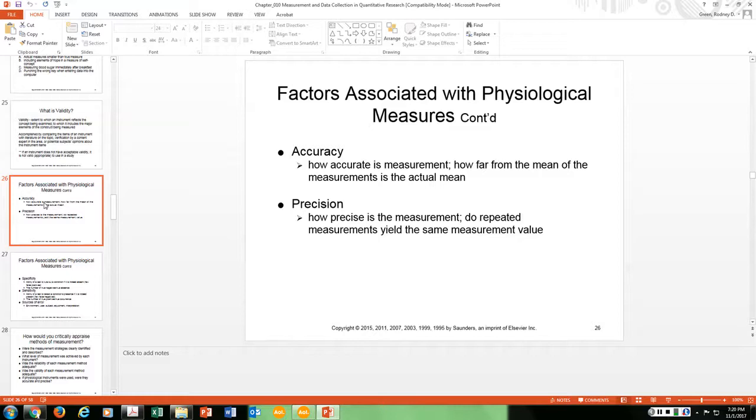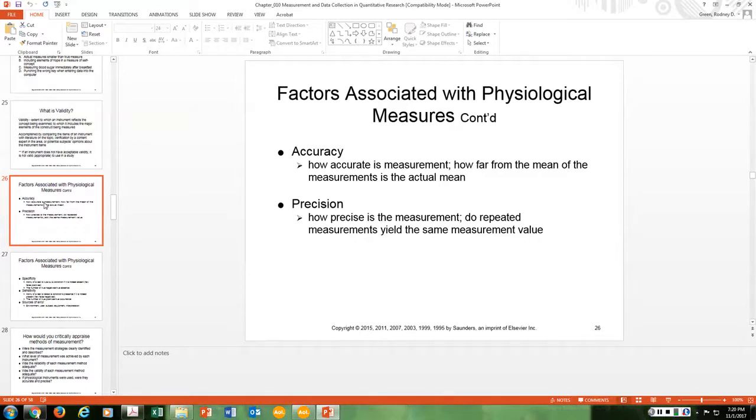Okay, there are 5 factors associated with physiologic measures. We must have accuracy, precision, specificity, sensitivity, and a concern about sources of error. So let's talk about the first 2.